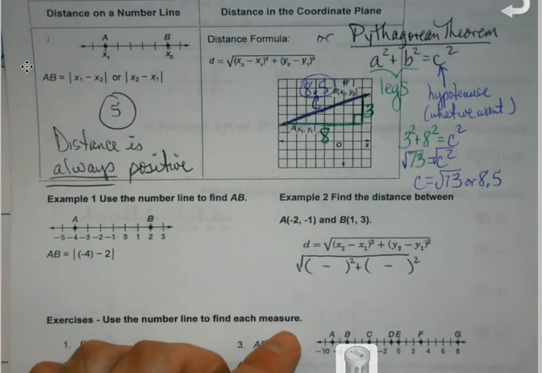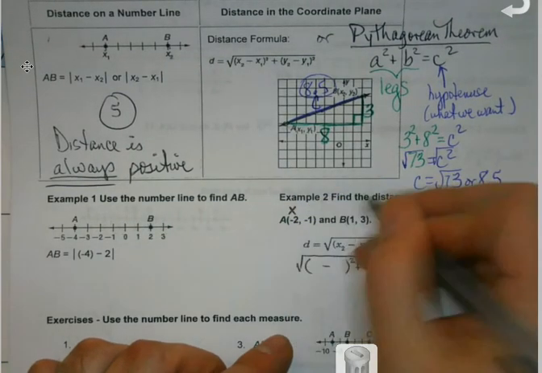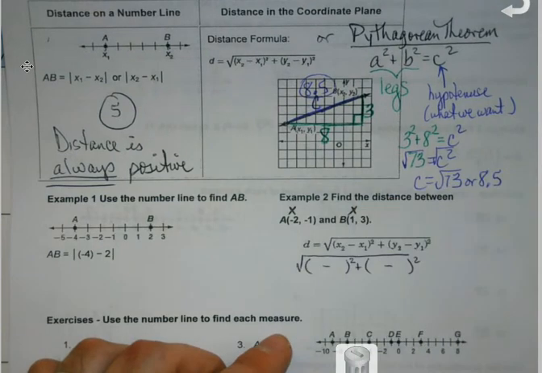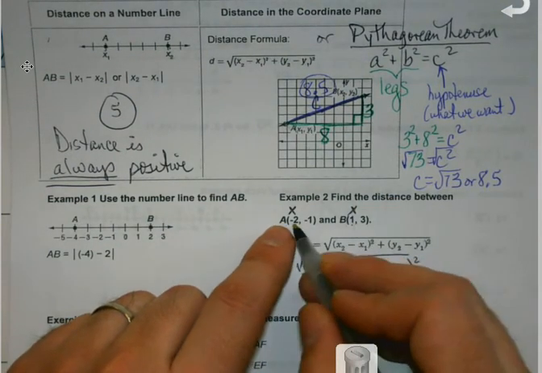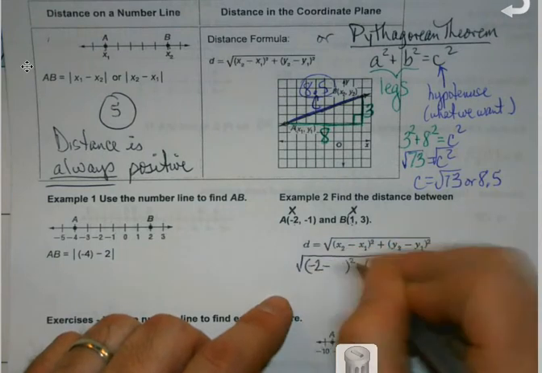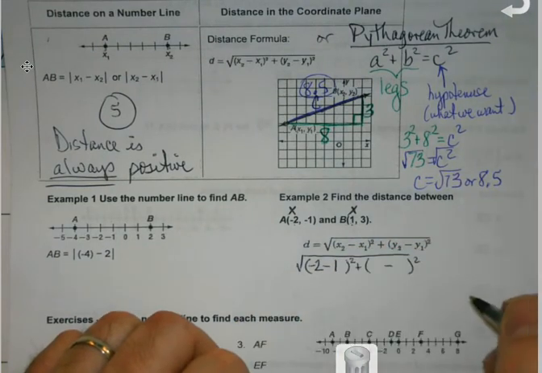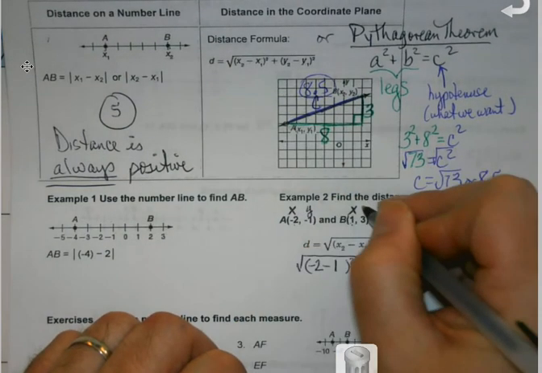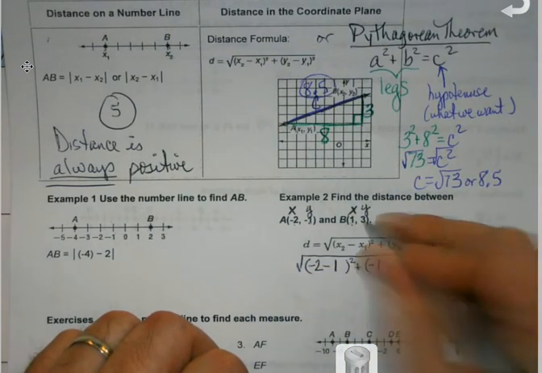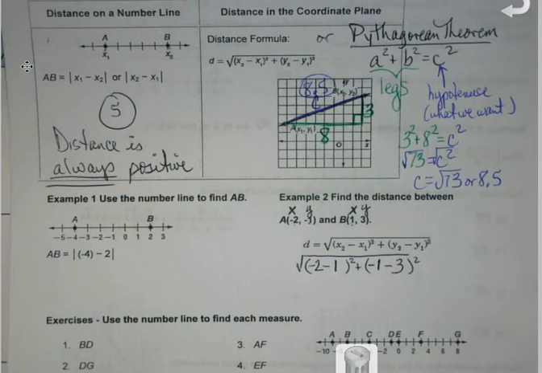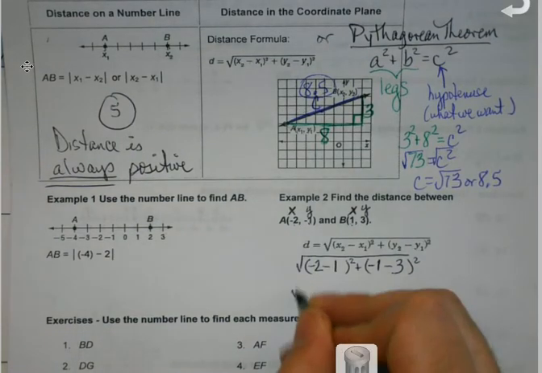Get all my symbols in there first. Again, my x's. Doesn't matter which order I do them in. So if I want to do this and then this, that's fine. So -2 minus 1. And then my y's. -1 minus 3. And again, the minus is already in there from the formula. It's not like, why is that minus? It looks like plus. That's why I want to put the number in there. Here's my other little key.